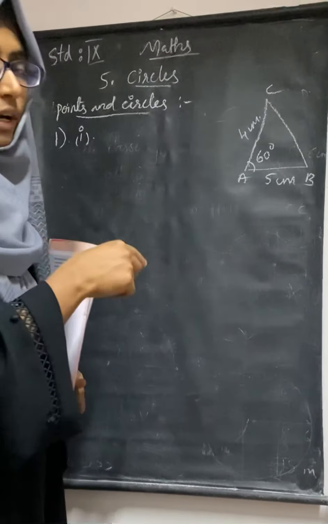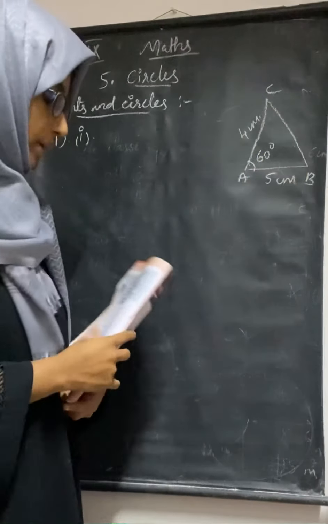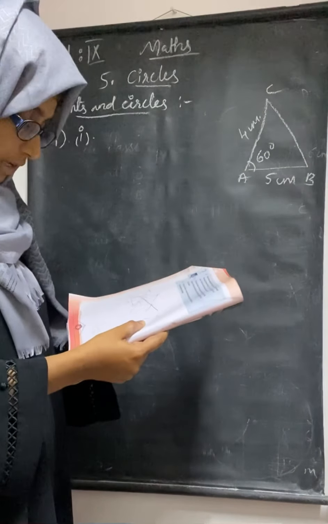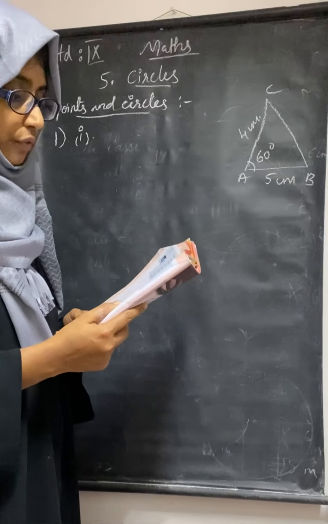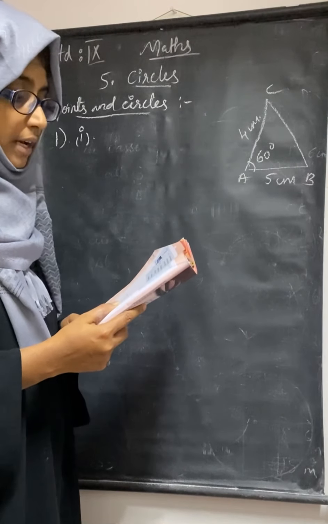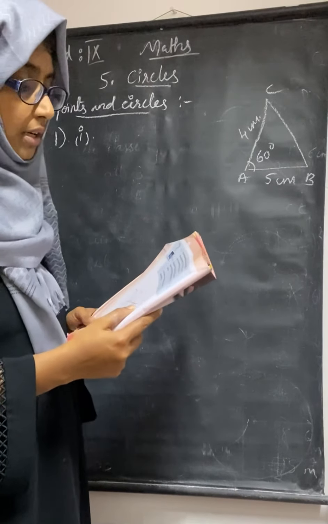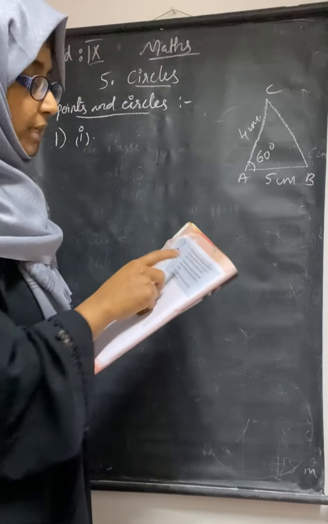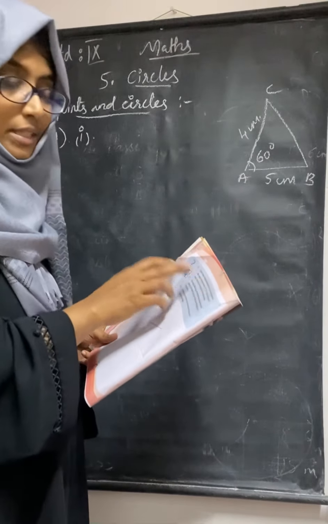Means for a triangle, you have to draw a circle so that the circle passes through all the 3 vertices. Now the question on page number 78. First question: draw 3 triangles with the length of 2 sides 4 and 5 cm and the angle between them 60 degree, 90 degree, 120 degree. Draw a circumcircle of each. Actually 3 questions are combined here, so you need to understand what the question is.